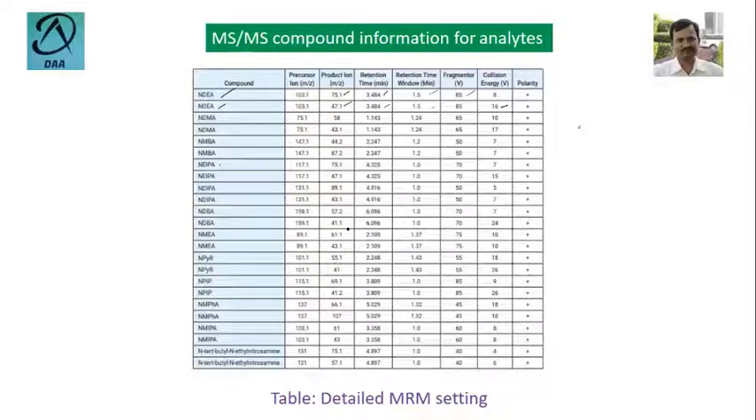So in this way, all these parameters you have to set in the MS configuration, during the MS configuration for the mass spectrometry. That's why it is called the detailed MRM setting. MRM means multiple reaction monitoring, because it is the multiple reaction, multiple fragmentation. That's why it is called the multiple reaction monitoring or MRM setting. And detailed MRM means DMRM setting.